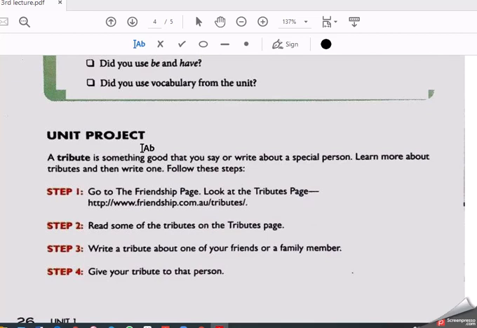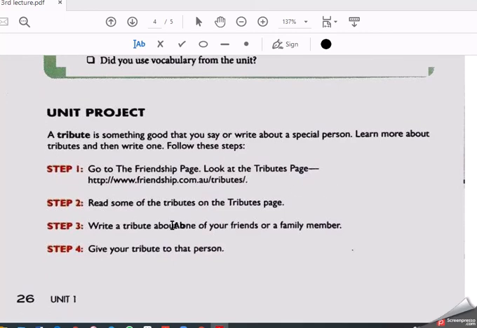Unit project، مشروع اليونت. Attribute، شنو معناتها attribute? Is something good that you say or write about a person or a special person. Learn more about attributes and then write one. Follow these steps: go to the friendship page, read some of the tributes on the tributes page, write a tribute about your friend. All of these I don't have to go about them. We have to know what is meant by a tribute and how do we write it.